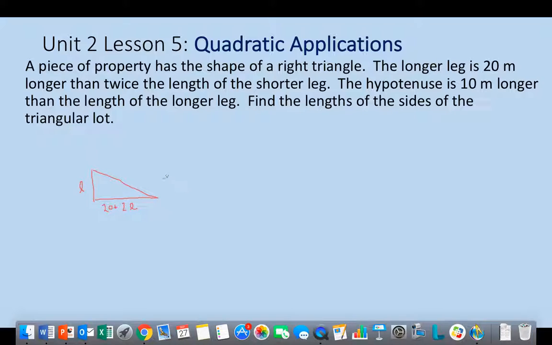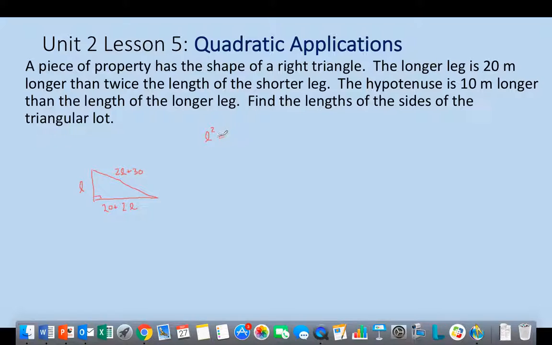Okay, so that's neat. The hypotenuse is 10 meters longer than the length of the longer leg. So 10 meters longer, well, that would be 2L plus 30. Just add 10 on. Okay, so I've got my dimensions. But knowing that this is a right triangle, I can go ahead and use the Pythagorean theorem. So I'm going to start setting this up.